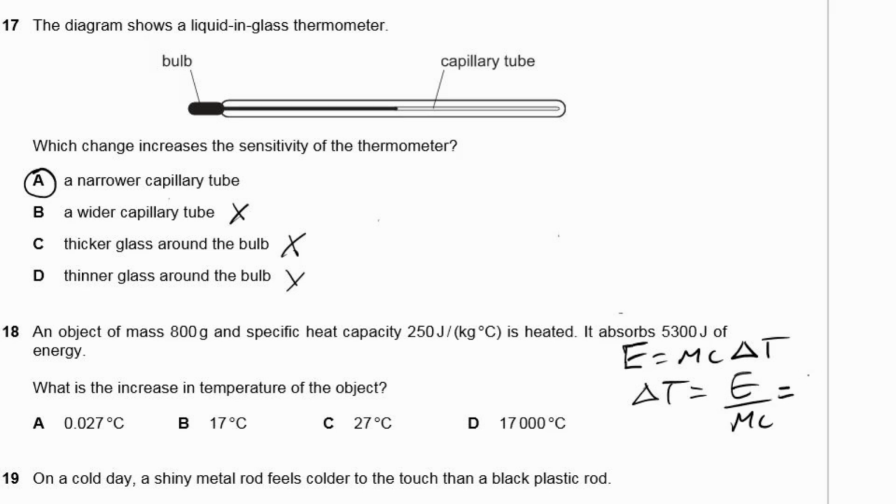So let's put in the numbers. I won't put in the units at the end because there's too many of them. I can't squeeze them in this little space to the edge of the screen. We've got the energy, 5,300, divided by mass 0.8 kilograms times specific heat capacity of 250. There we go, just squeezed it in. And if we put all that into our calculator, we get a value of 26.5 degrees Celsius, which if we round it up is 27.